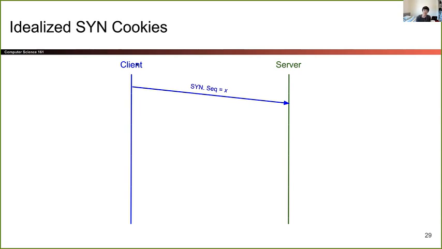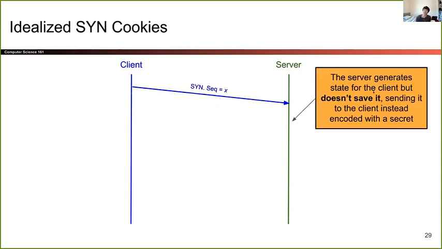The client says, hello, I would like to form a connection, sends the SYN packet. The server generates state, it has to remember some state for this connection, but it doesn't save it. Instead, what it's going to do is encode that state with some secret. So it might encrypt it using a secret key and then MAC it just for good measure. And it's going to send it back to the client.